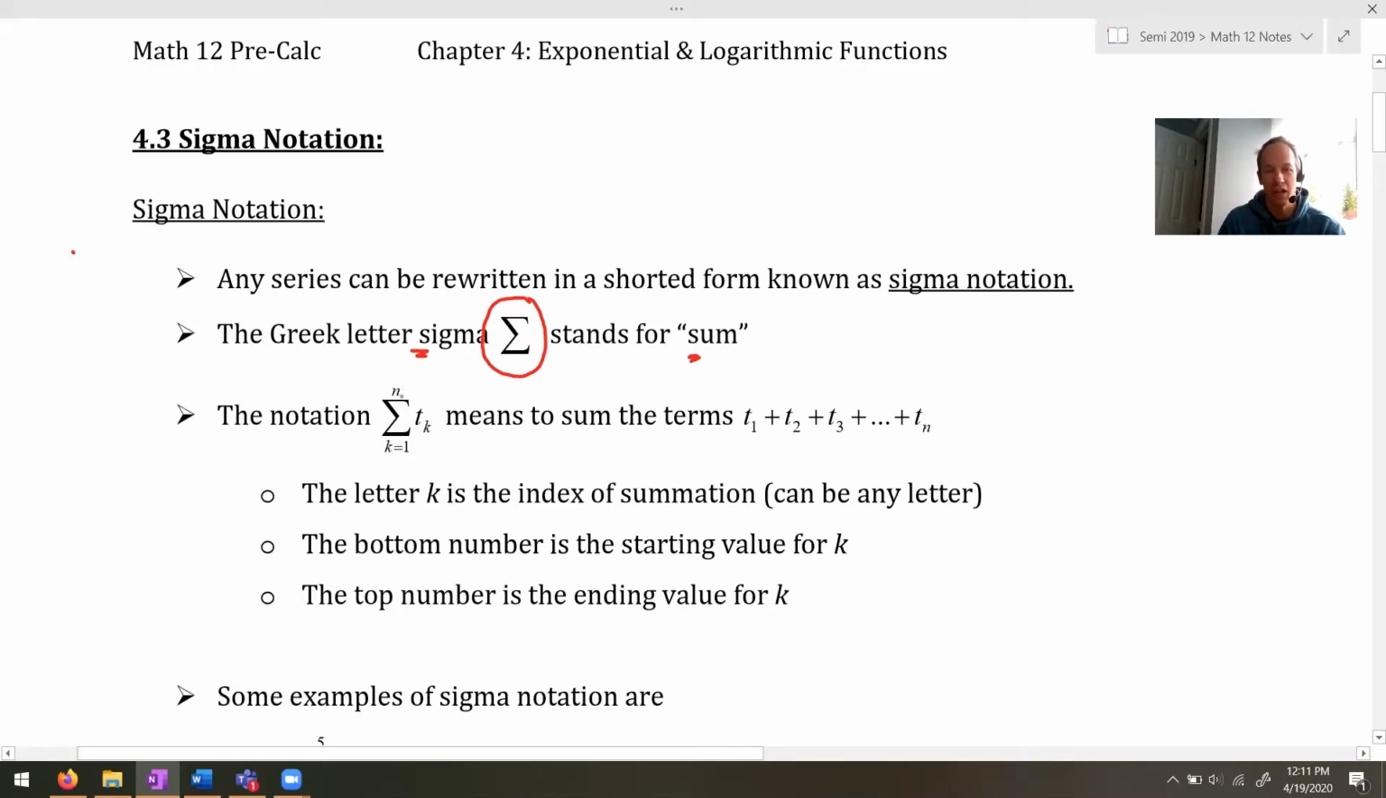It's not always just going to be N. So it could be 1 to 6. We could start at the number 3 and go up to 14. It doesn't really matter. So that's the deal with sigma notation.